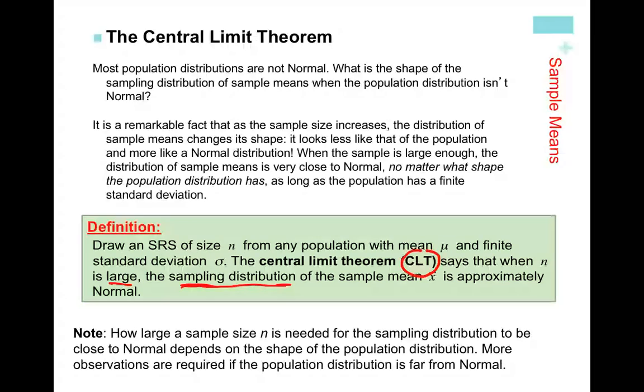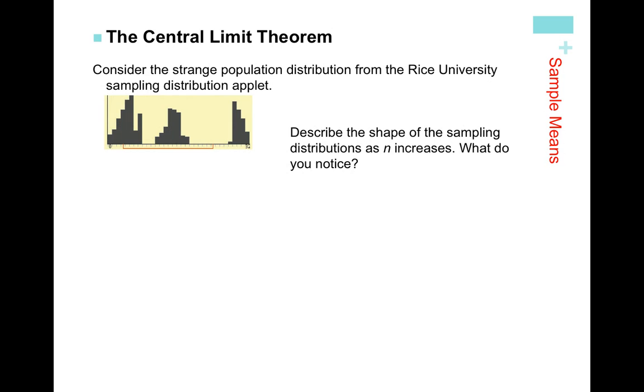That size really depends on how non-normal the original population is. So if the original population isn't too far away from normal, you're going to be able to get away with smaller sample sizes than if your original population is bimodal or skewed. So here you have a histogram of a population data set that's clearly non-normal. You have a distribution that has 3 peaks.